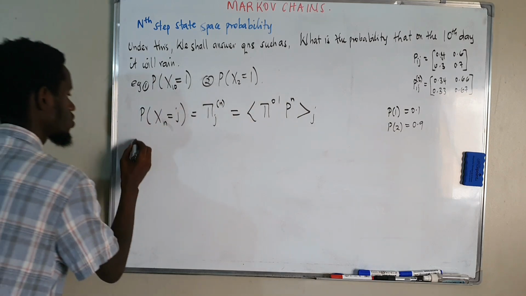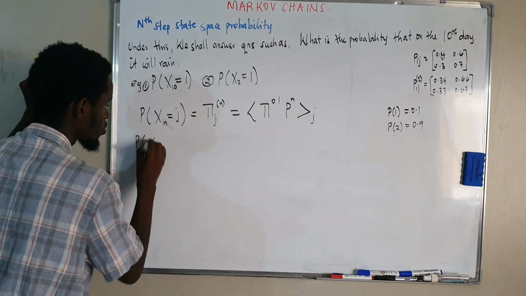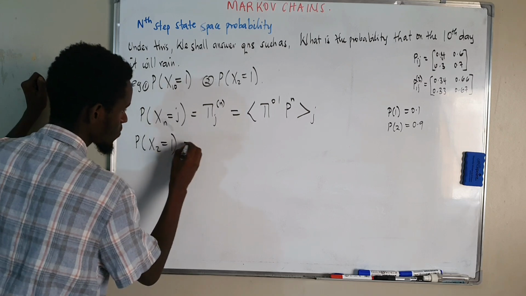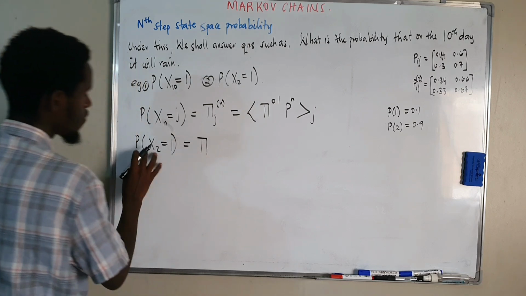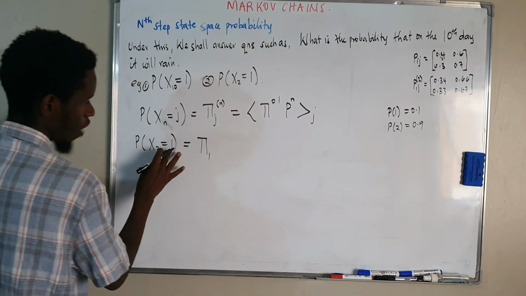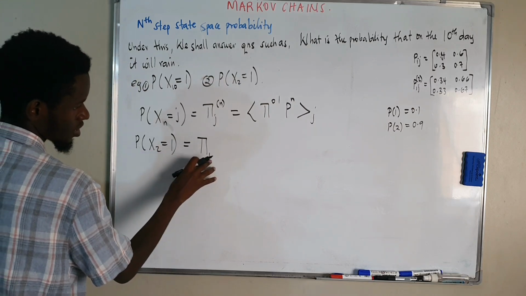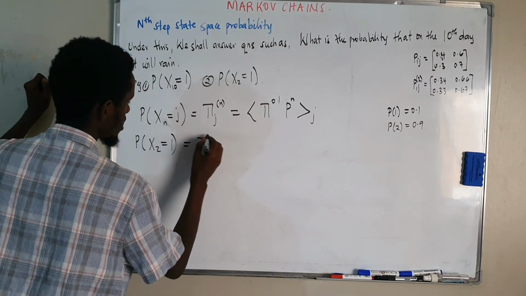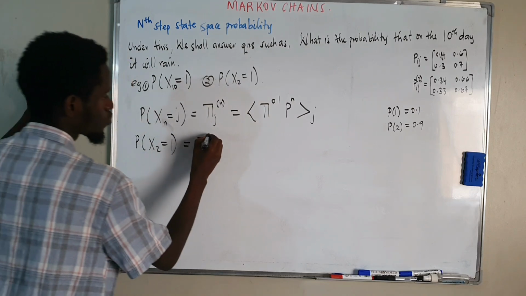Let's begin with probability of x2 equal to 1. This is the same thing as having probability of x equal to 1. It's the same thing as having pi j. J is 1 because our future has to be raining, and then the number of time intervals is going to be 2 here.